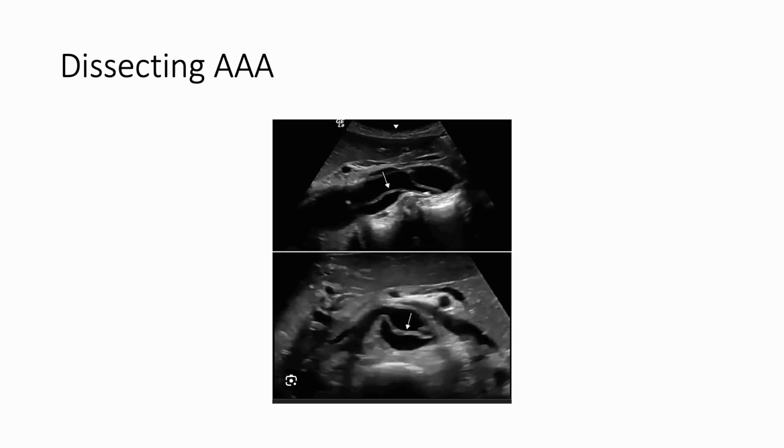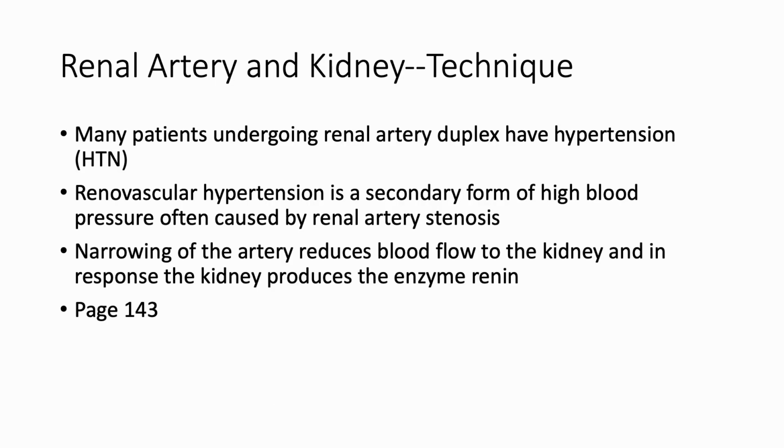Here's another image of a dissecting AAA. Okay, on to renal artery and kidneys. So many patients that are having a renal artery duplex will have hypertension, or HTN.